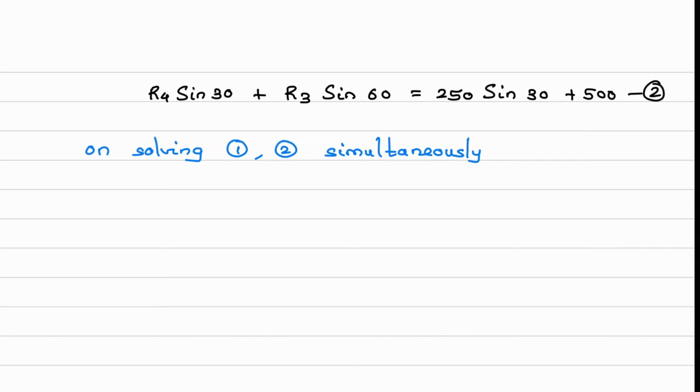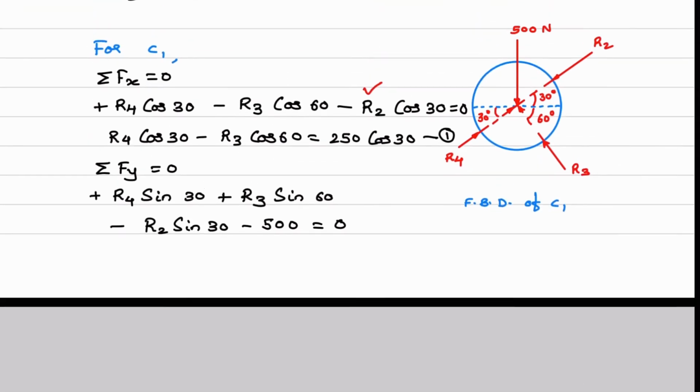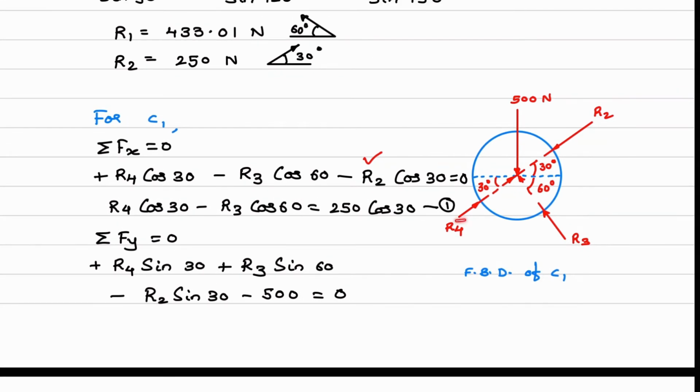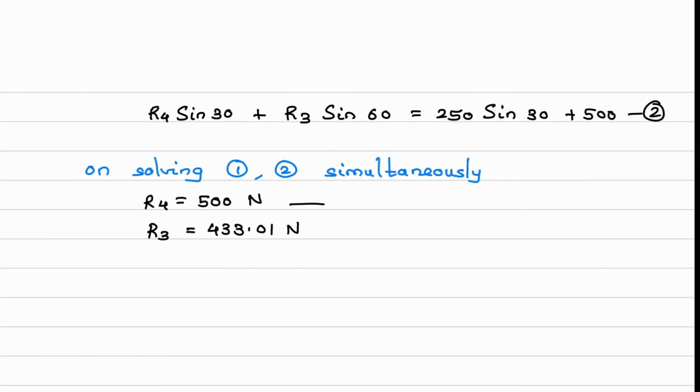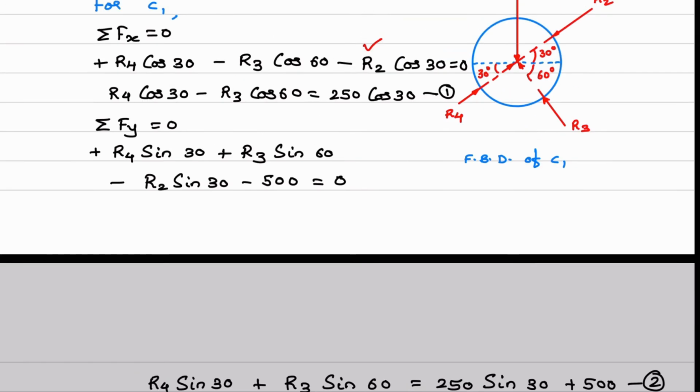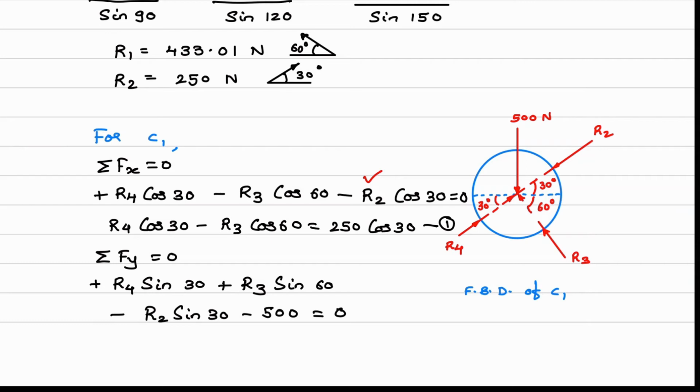What we will get, R4 value is equal to 500 Newton and R3 value is equal to 433.01 Newton. Now what is the direction of R4? With respect to x-axis, this R4 is 30 degree. So I'll show the angle of R4. This is 30 degree and R3 angle with respect to horizontal, it is 60 degree.